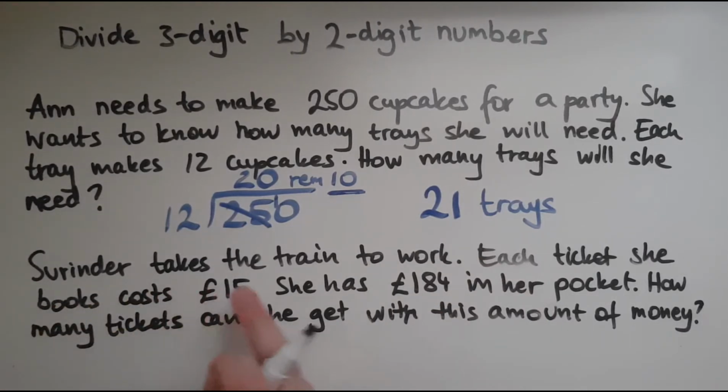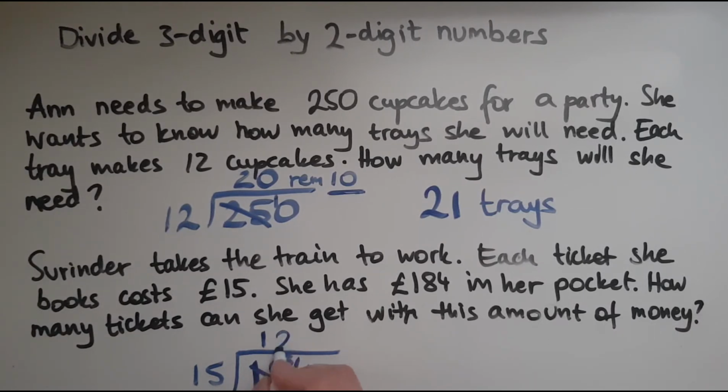Now we've got Surinder takes the train to work. Each ticket she books costs £15. She has £184 in her pocket. How many tickets can she get with this amount of money? So she has 184, and 1 ticket costs £15. So we'll divide 184 by 15 to find out how many tickets. How many 15s fit into 18? That is just 1, and there's 3 remaining. So 15s into 34, 15 and 15 makes 30.